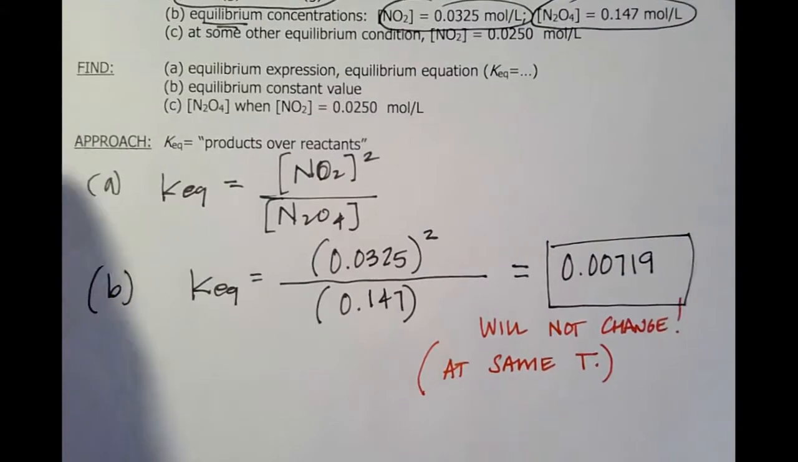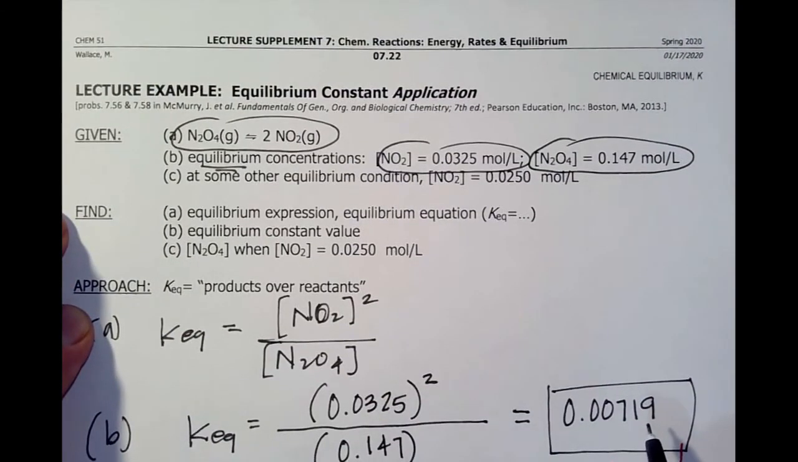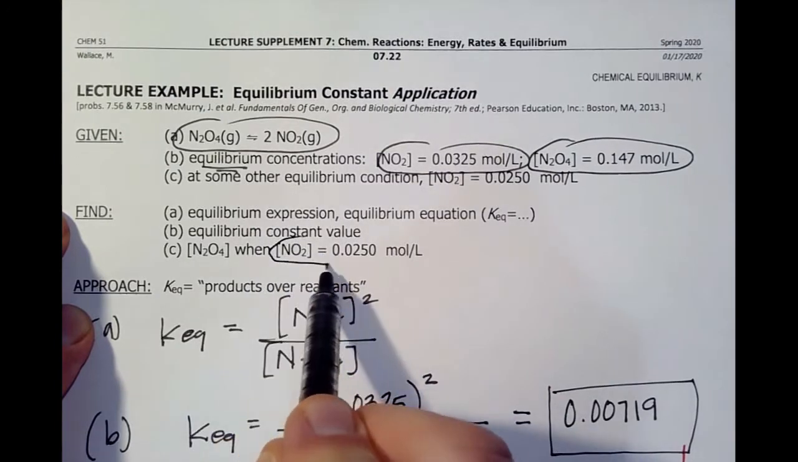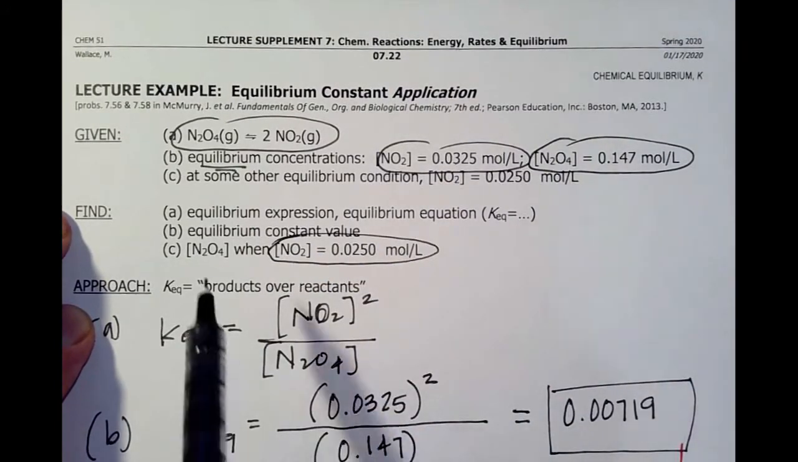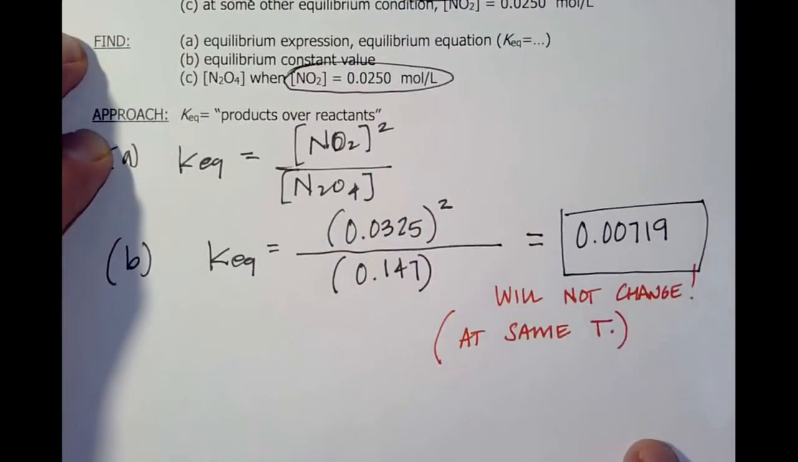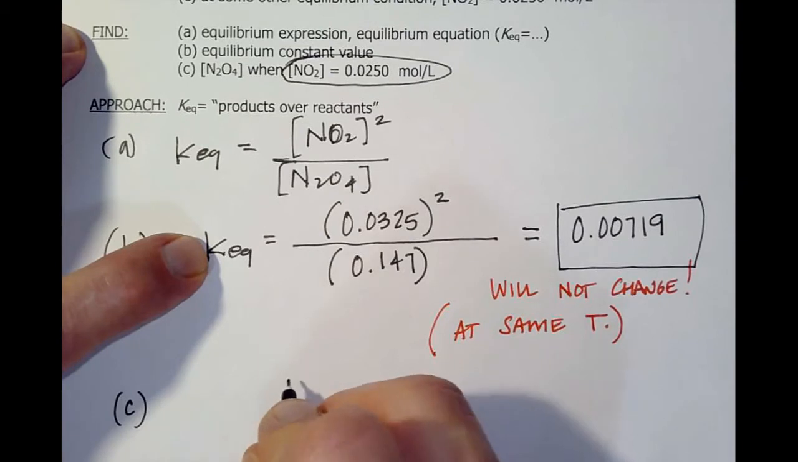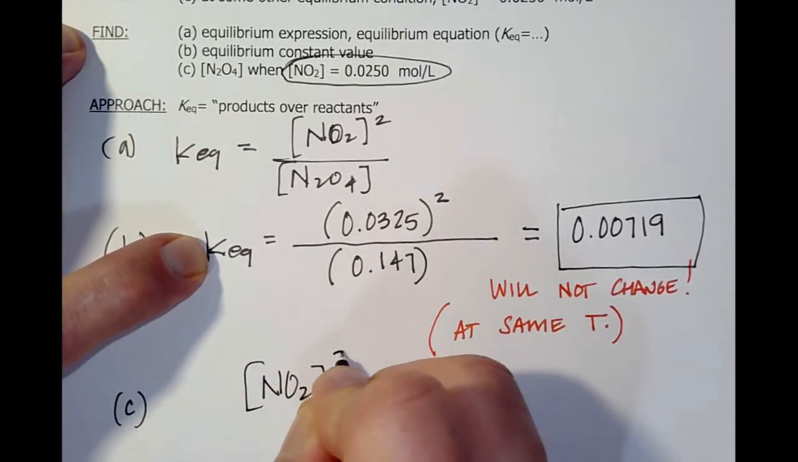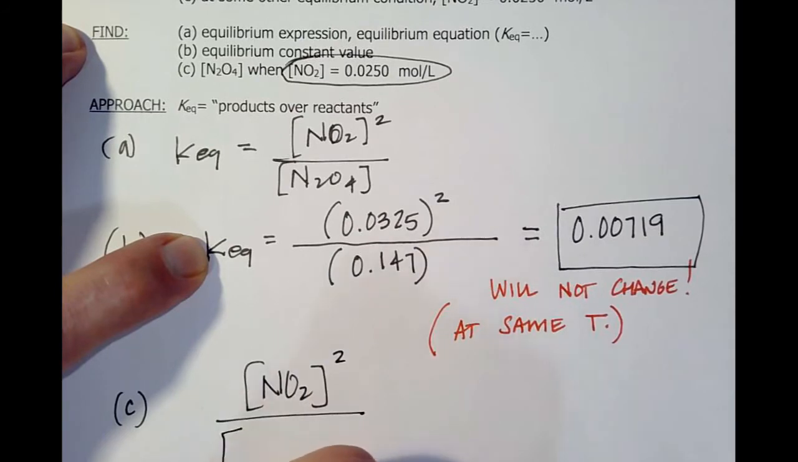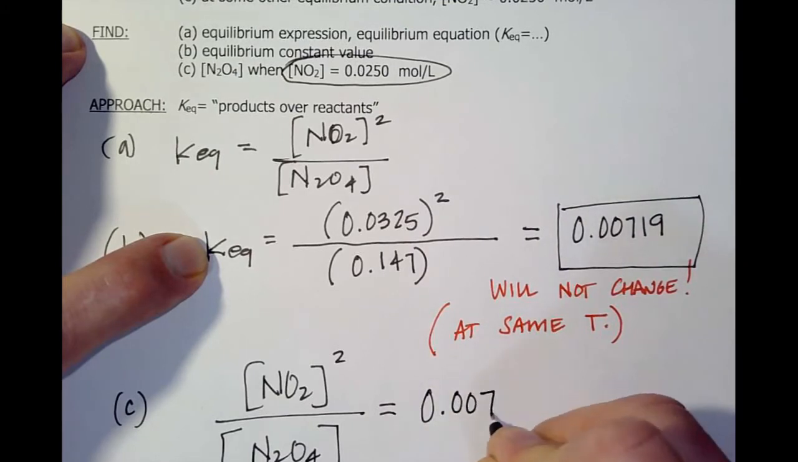Then we can do math that's a little more interesting. We say, okay, if we know that's the equilibrium constant, and I know the NO2 concentration, could I solve for the reactant concentration? Sure. Let's see. I'm going to say NO2 squared over N2O4 equals 0.00719.